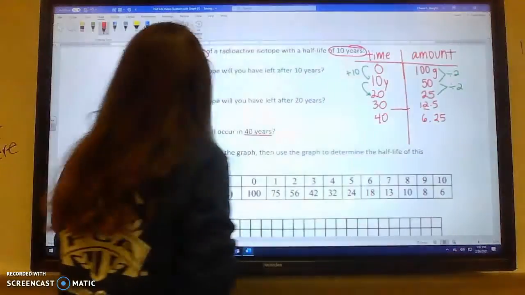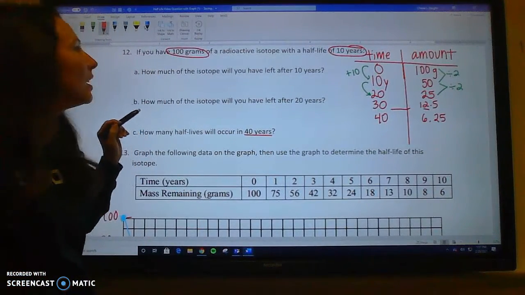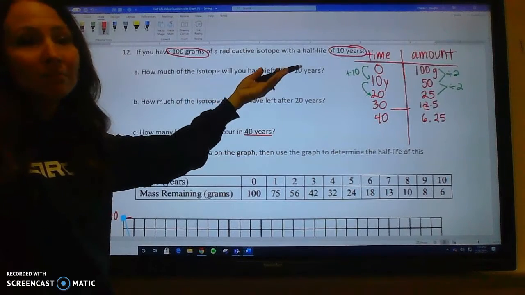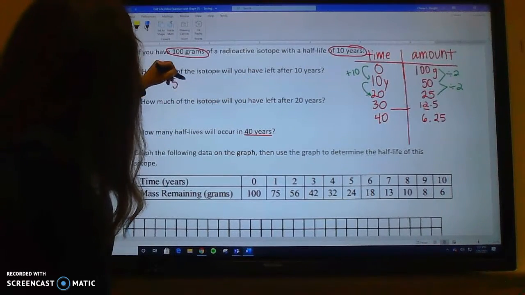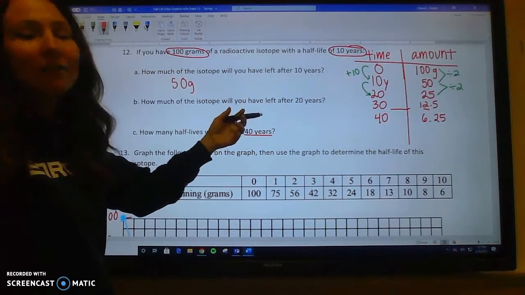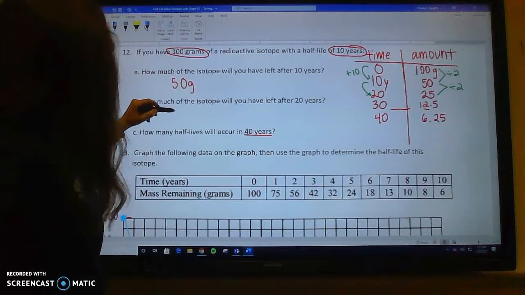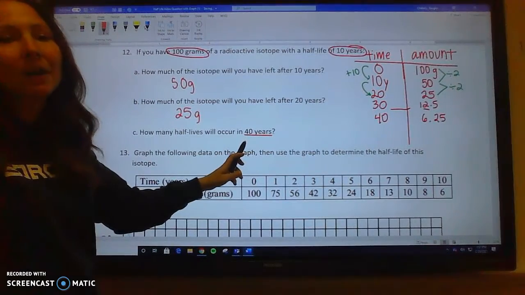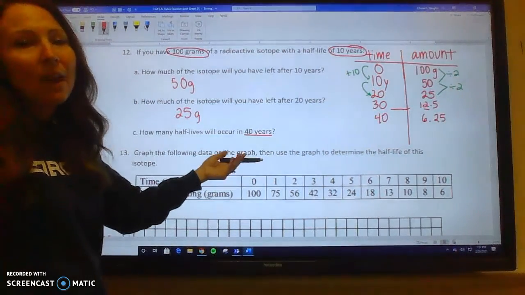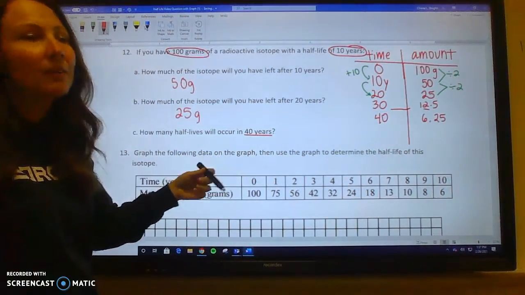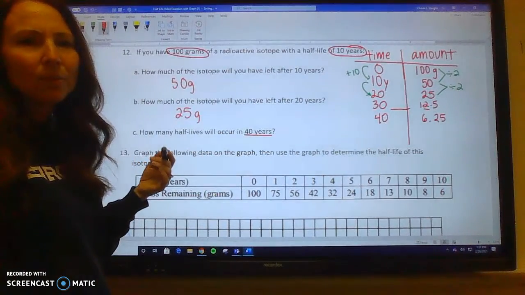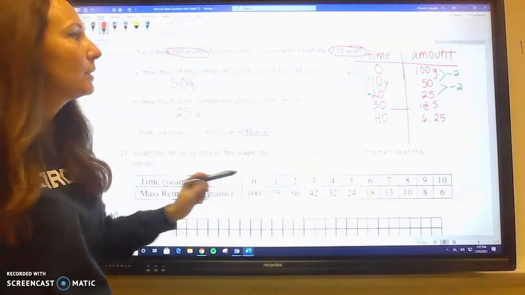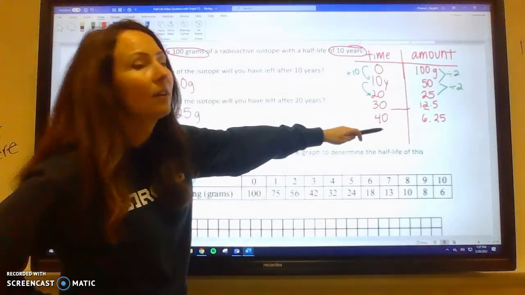So let's answer these questions. If you have 100 grams of a radioactive isotope, how much do you have left after 10 years? It's on the chart. 50 grams. How much will you have left after 20 years? That's going to be 25 grams. And then this doesn't ask what's the total amount of time, or what's the total amount that you have left. This is asking how many half-lives. So how many half-lives did we have to go through? Remember, don't count the very first one, because that's not a half-life yet. So we have 1, 2, 3, 4 half-lives.